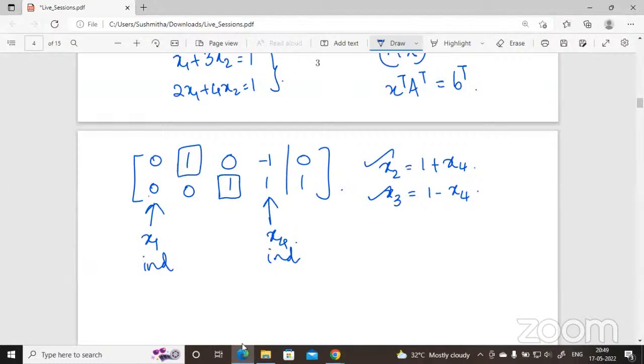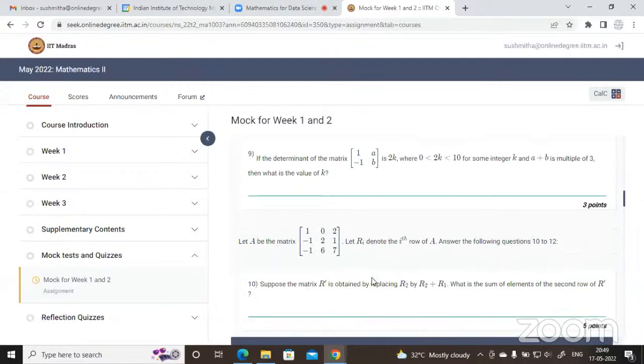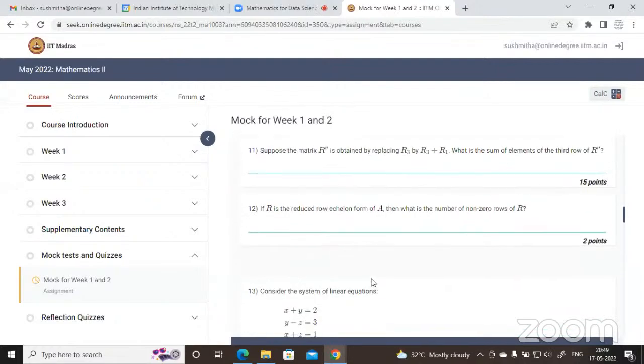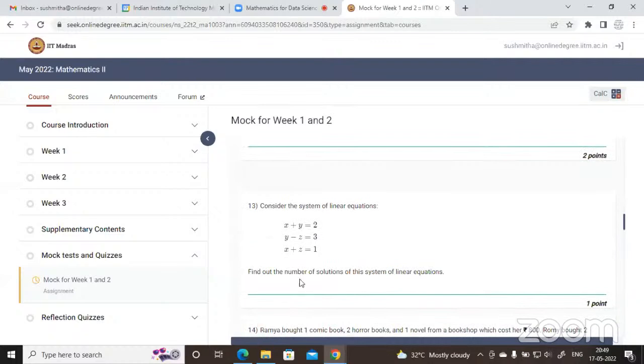Ma'am, there is a question: how many solutions does a system of linear equations have? What will be the approach to find the number of solutions? That means X, Y, Z have more than one solution. Is it this one? Yes. It can either have no solution, that is 0 solutions, or one solution, or infinitely many solutions. There is nothing in between.